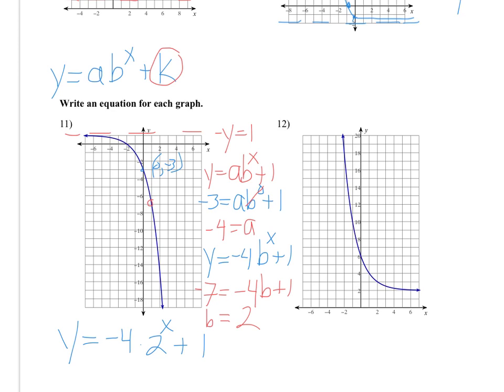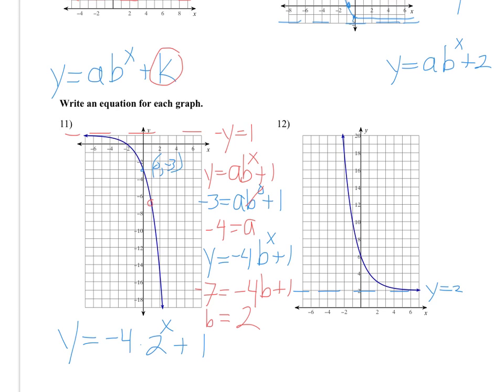Alright, similarly, we're going to do the same thing for my second guy over here. It looks like my asymptote is at y equals 2. That means we're going to start off with an equation: y is equal to ab to the x plus 2.